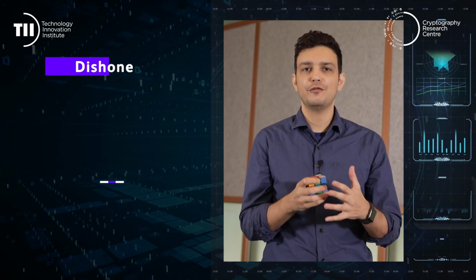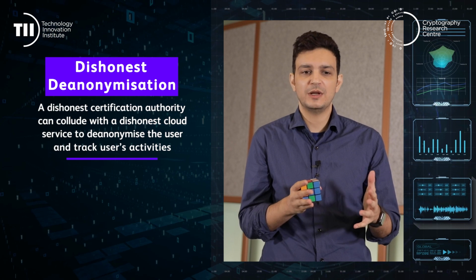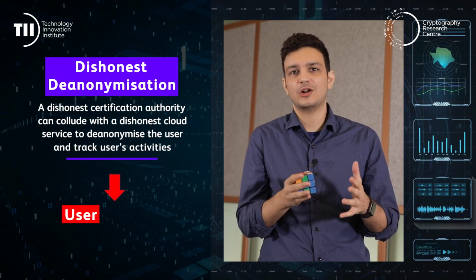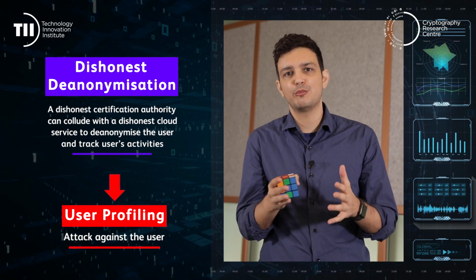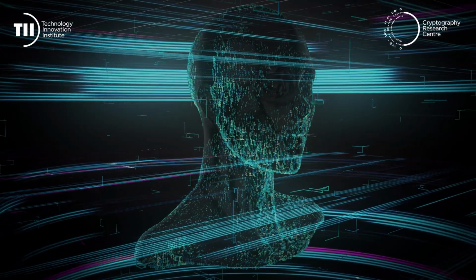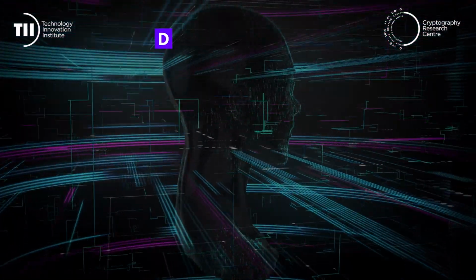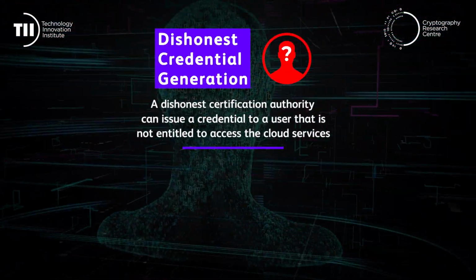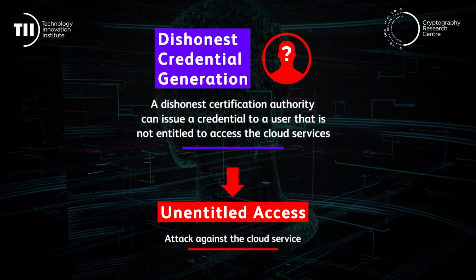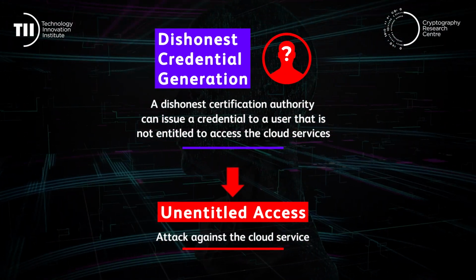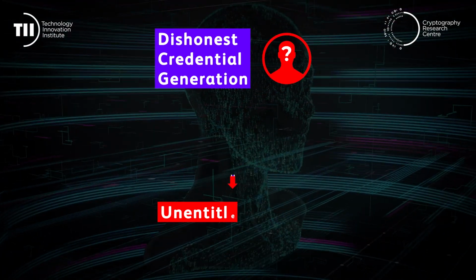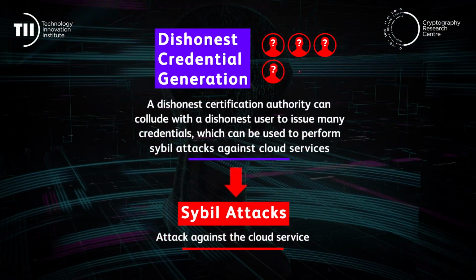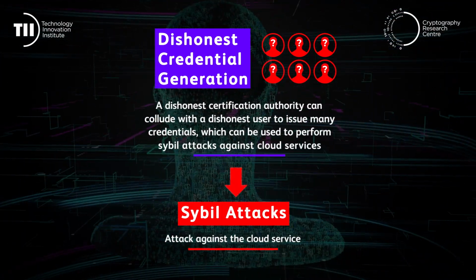Also, the certification authority can trigger the de-anonymization of any user. This implies that when colluding with cloud services, a corrupted certification authority can link the user's accounts to the user identity and profile the user activities. A corrupted certification authority is not only a privacy threat for users, but also a security vulnerability for cloud services, because it can generate credentials to illegitimate users, thus granting access to services for which the users do not have access rights, or generate more than one credential to single users to enable Sybil attacks.